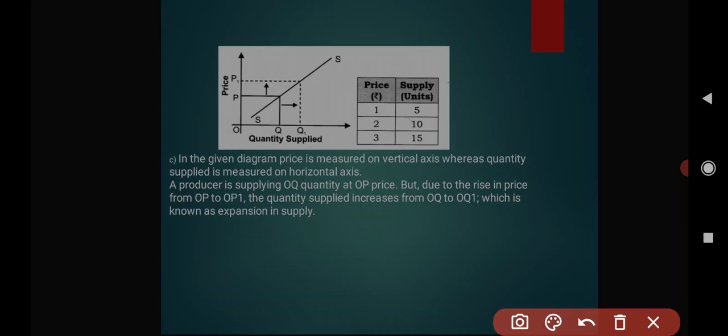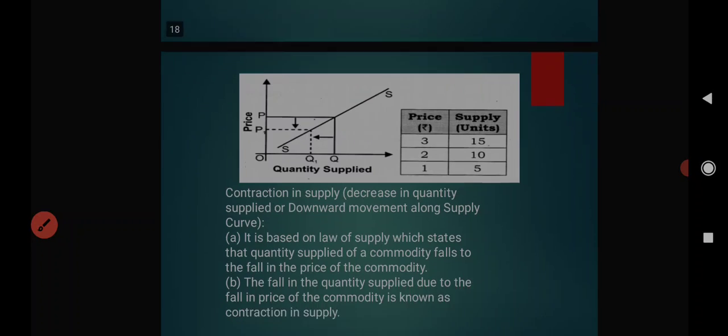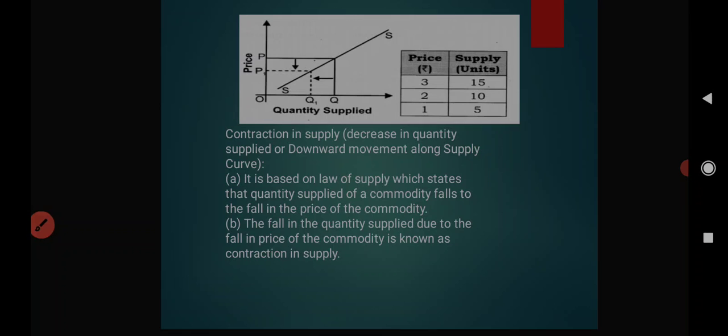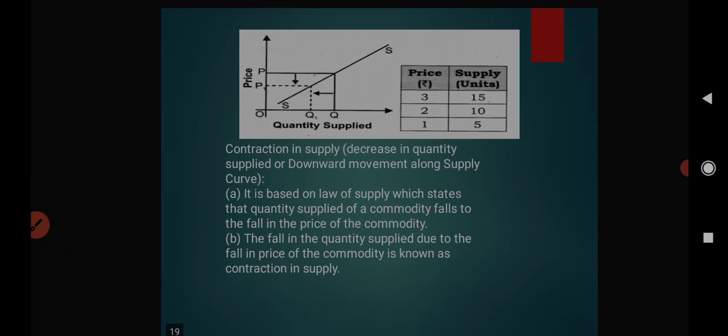In the given diagram, with the increase in price, the supply is increasing. The supply is increasing from OQ level to OQ1. In the second diagram, we can see the contraction in supply with the decrease in price. With the decrease in price, there is a decrease in supply. This is known as contraction in supply.